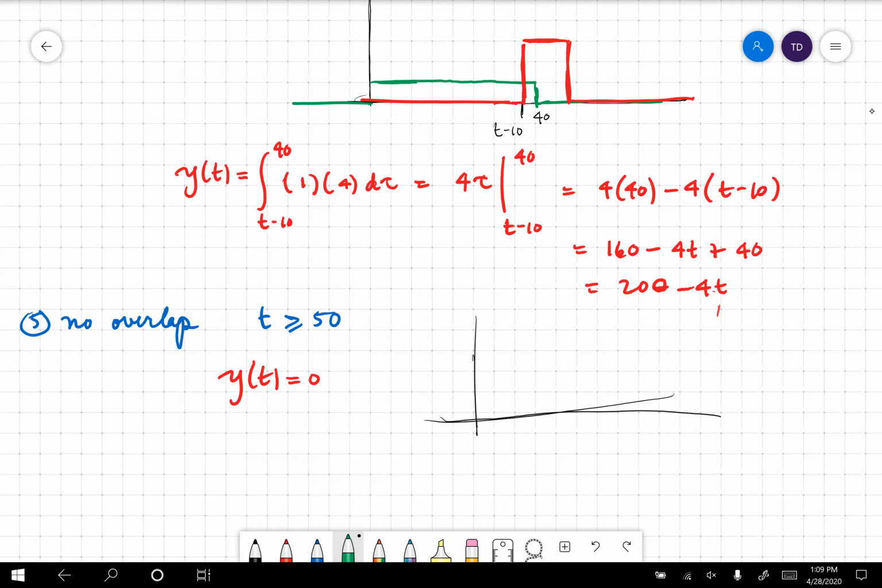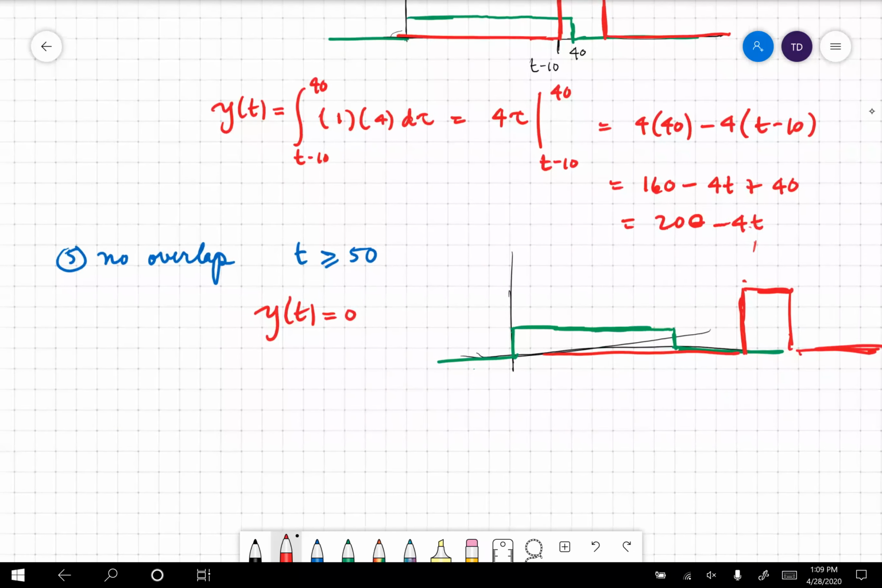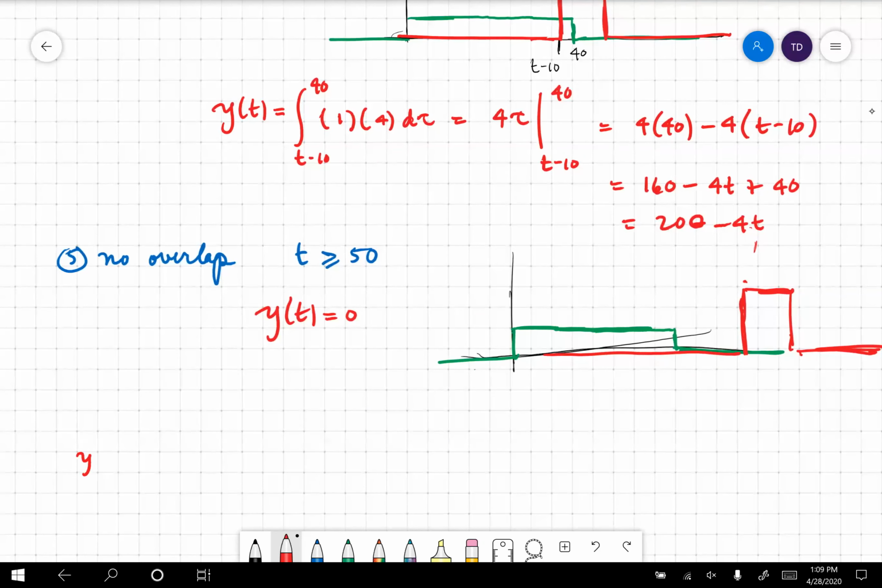It looks like this. So green looks like that. That's your green. And red is out here somewhere. No overlap. So everywhere you multiply those, you get 0. It's 0. So we put that all together and we can sketch it. So overall, y of t is equal to, it's all these different functions for different values of time.